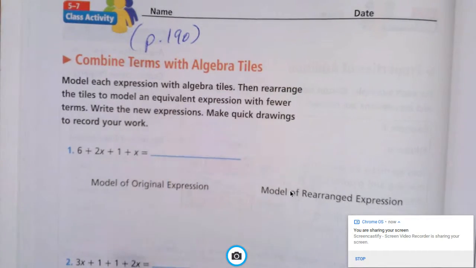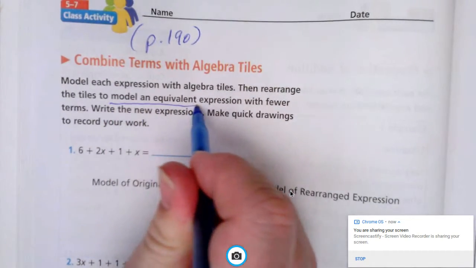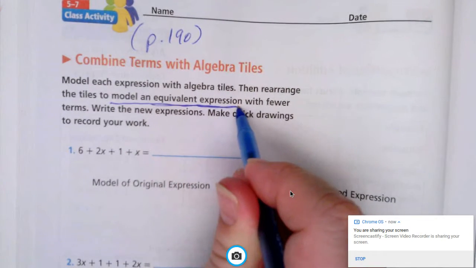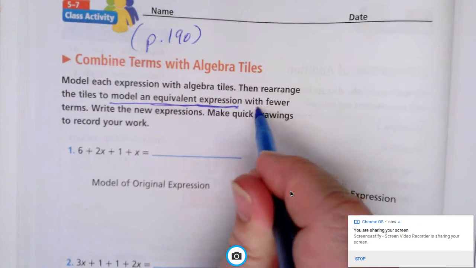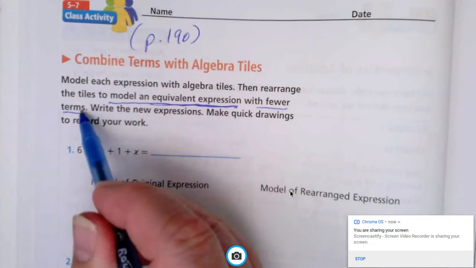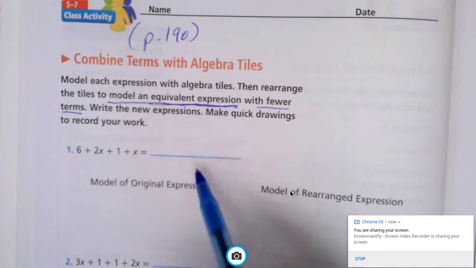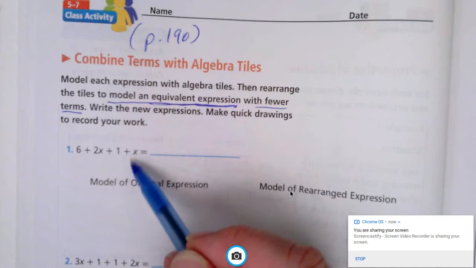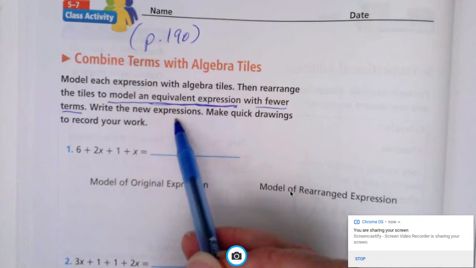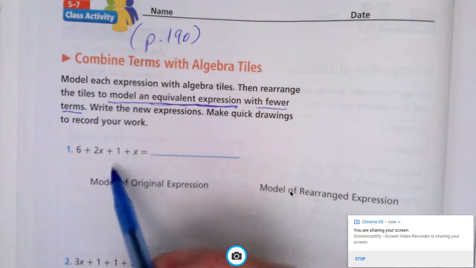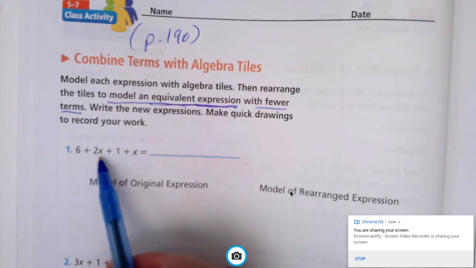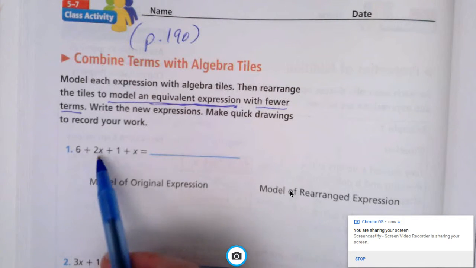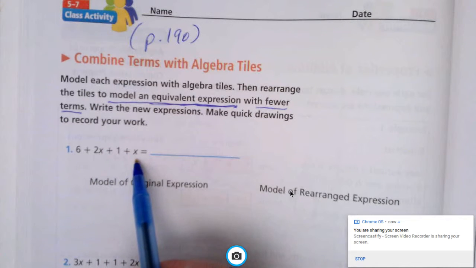So let's think about that. We want to model an equivalent expression. We don't want to change the value or the end result, but we want to use fewer terms. Remember, the terms are all the different parts working together when you add and subtract. We're just focusing on addition here with these properties. So we're going to write a new expression and make drawings. Let's say we wanted to filter all this down and make it shorter, not as many terms. Right now we have 1, 2, 3, 4 terms.